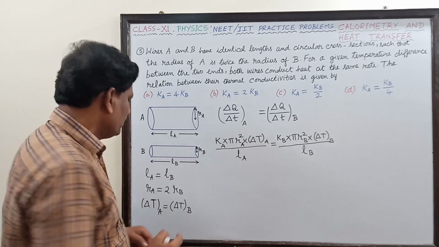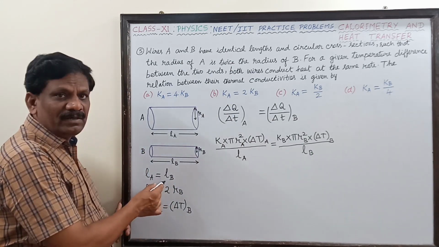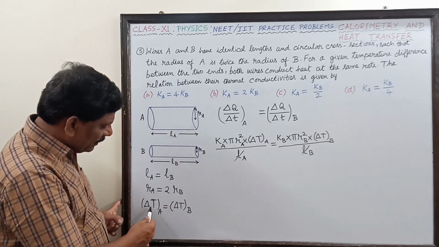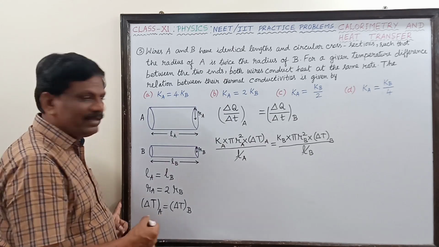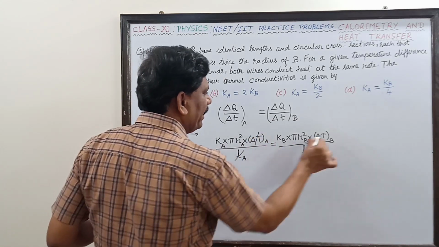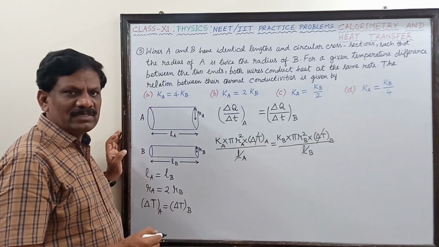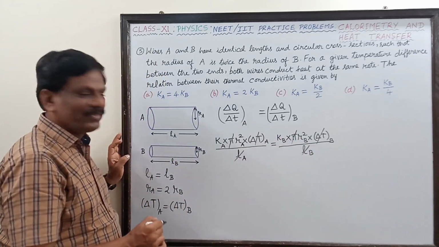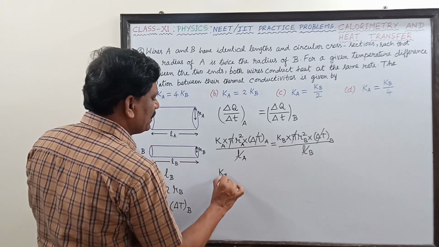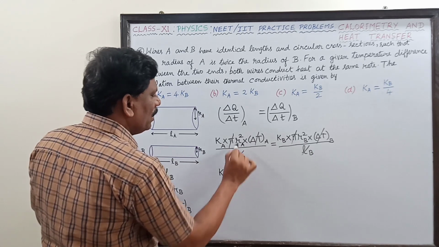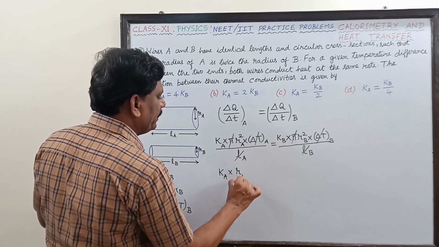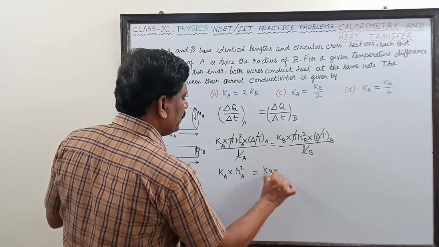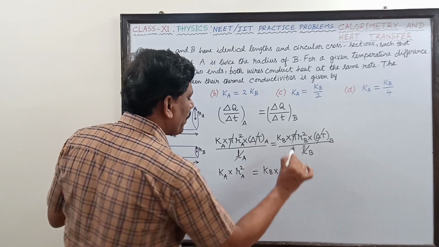Okay, now which are constants you see here? La is equal to Lb, is it not? So this La and Lb get cancelled. Then the rise in temperature delta T for both the wires, for A and for B, they are equal. So I cancel. Then this constant pi also gets cancelled. So what are the remaining terms? Ka into Ra square is equal to Kb into Rb square.